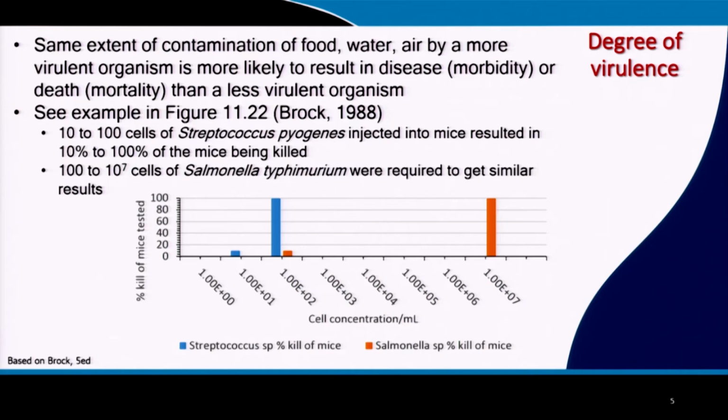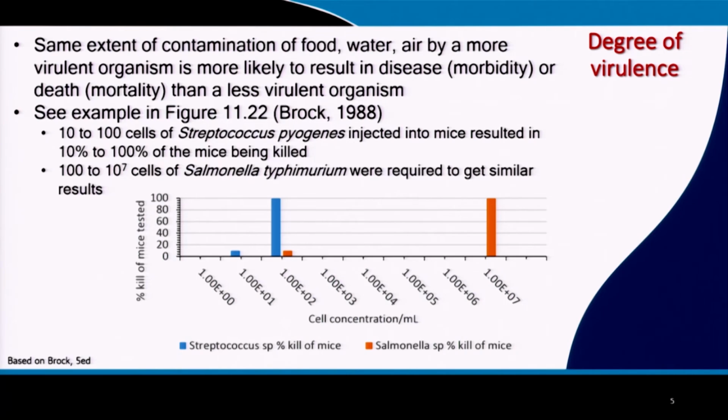Then we come to Salmonella typhimurium. Now 100 cells of Salmonella were injected into mice and 10% kill was obtained with these 100 cells. To get 100% kill of the mice tested, 10 to the power 7 cells of Salmonella were required to get that result. So Streptococcus is definitely far more virulent compared to Salmonella.